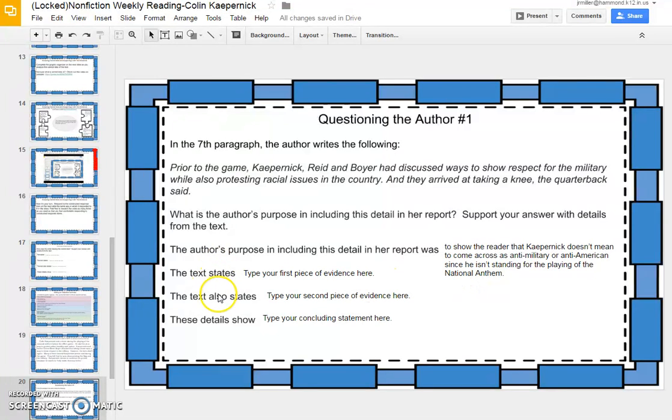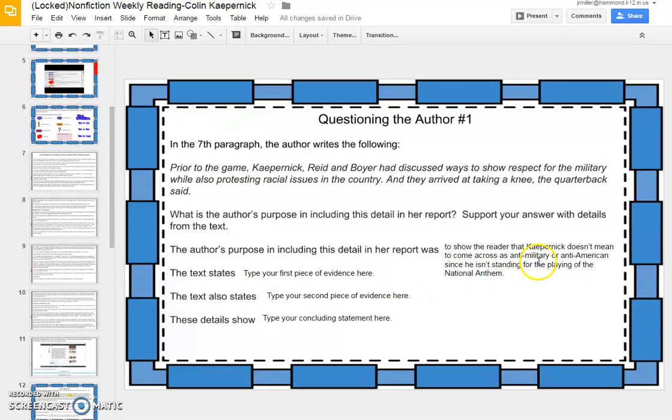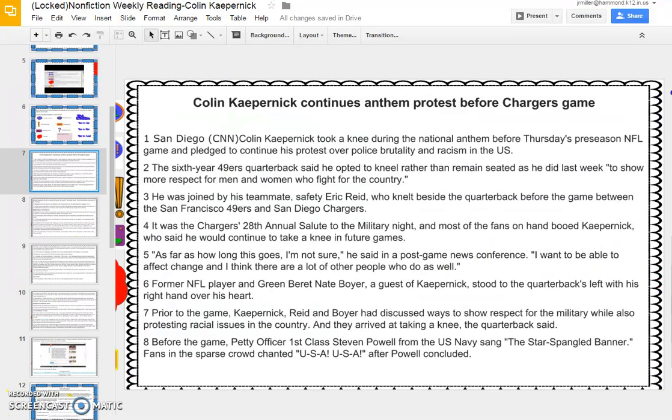Now I have to back up what I'm saying with details from the text. So I'm going to go back to the text and search for some details that support my thinking that he doesn't want to come across as anti-military or anti-American. So I'm going to choose to paraphrase my information this time. I'm going to take the information about a former military person who said that it would be a way to show respect to the military while still protesting. So that's going to be the first detail that I use to back up what I'm saying.